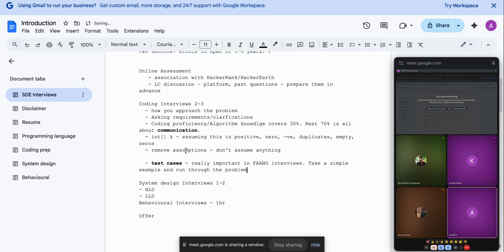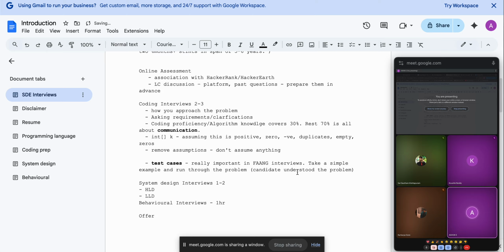Basically removing assumptions is the first step. Clarifying the requirement is also the first step. Then what you are essentially doing is taking a simple problem and explaining to the interviewer what you understood in the problem through an example. This is to make sure you are again removing any misunderstandings that you have, right? When you go through this sample test case, the interviewer will get confirmation that the candidate understood the problem, right?